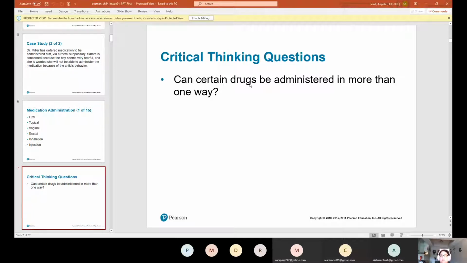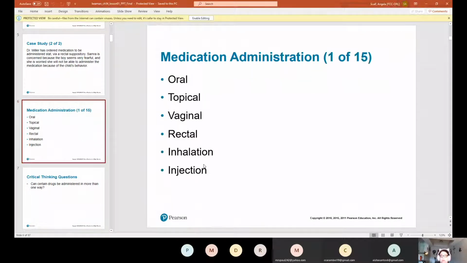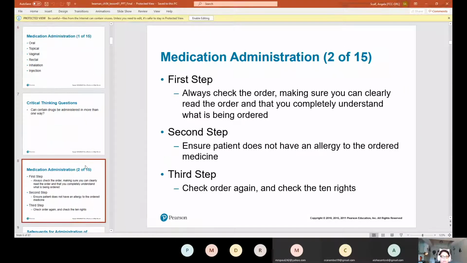Why would a drug be administered one way and not the other? Well, if you're wanting to get something to the lungs quick, what's going to be your fastest way? Inhalation, right? If you're having a yeast infection, what's going to be the best way? It's probably going to be to treat it internally in the vagina, around the area of the growth of yeast.